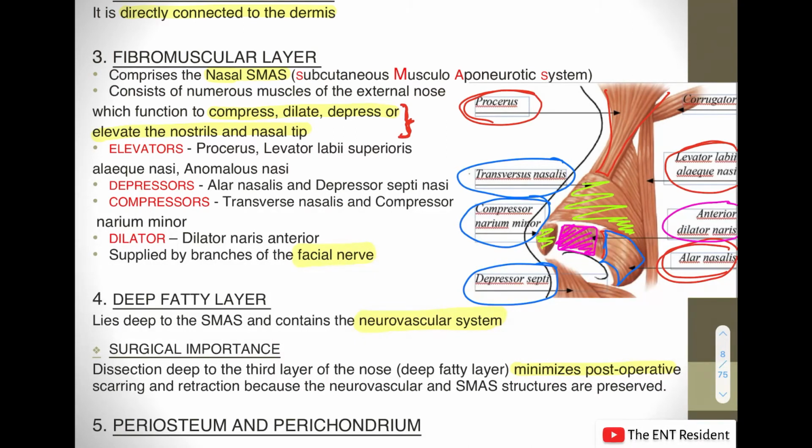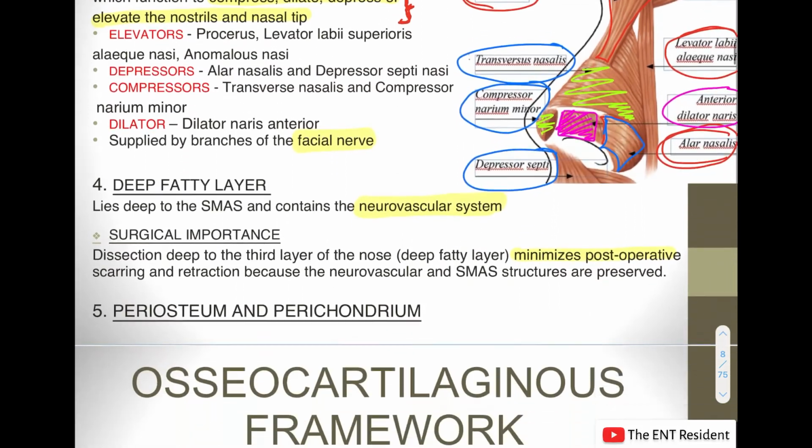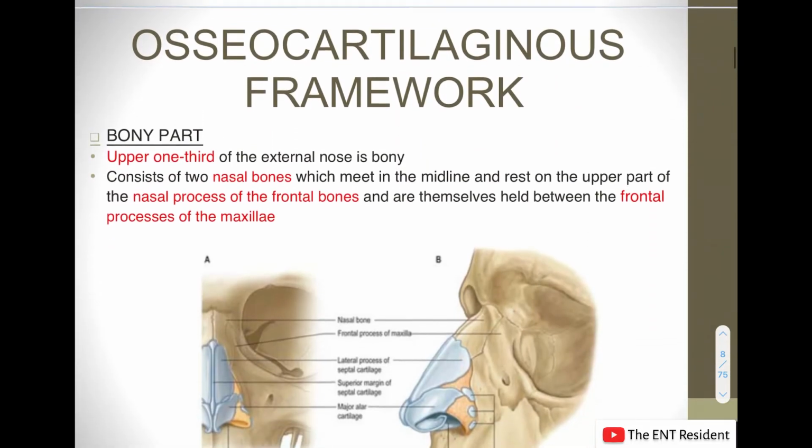Lastly, under the subcutaneous layer is the last layer, which is the periosteum and the perichondrium layer. This completes the subcutaneous layer. Next, moving on to the last layer, which is very important for us to know.